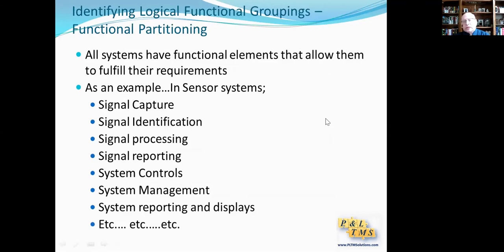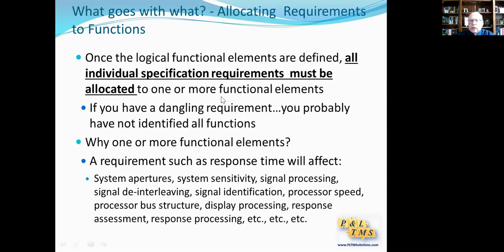So you're going to do a functional partition. Well, all systems have functional elements, right? That allow them to fulfill the requirements. In my world, let's take something like a sensor system, right? There will be a function of signal capture, signal identification, signal processing, signal reporting, controls, system management, reporting and displays, et cetera, right? So there's going to be a lot of functions, what the thing does in a functional way. So once all the logical functional elements are defined, right, all individual specification requirements must be allocated to one or more functional elements. If you have a dangling requirement, you probably haven't identified all your functions.